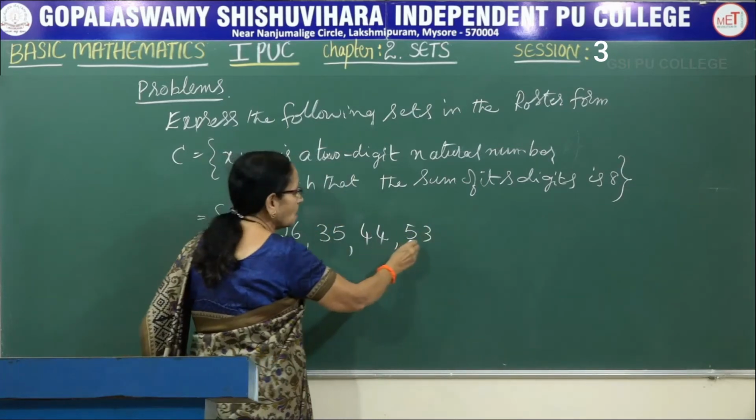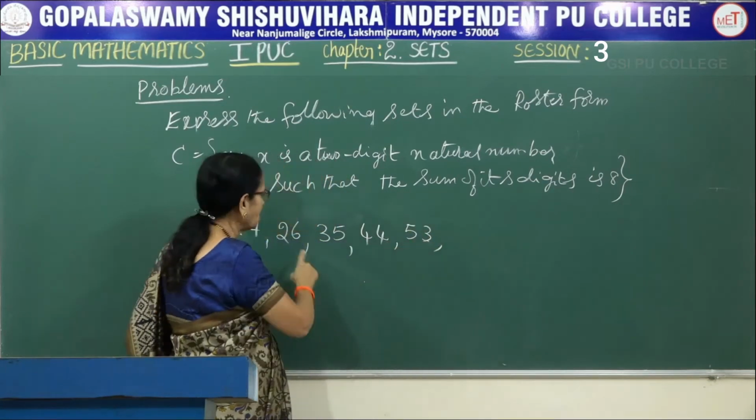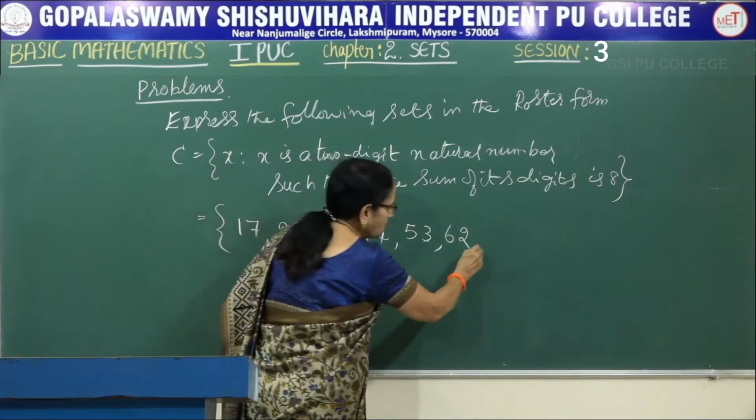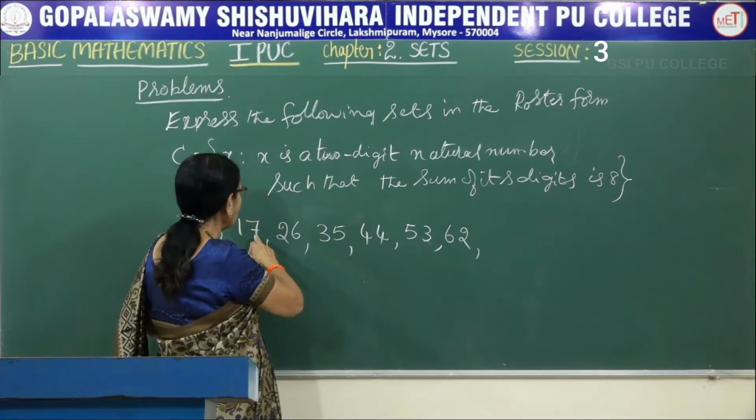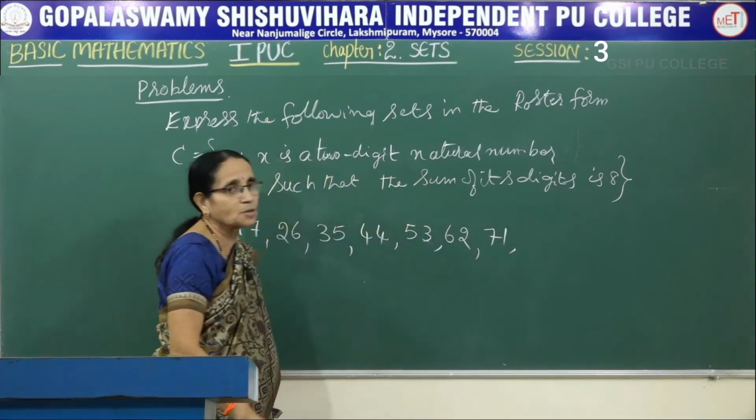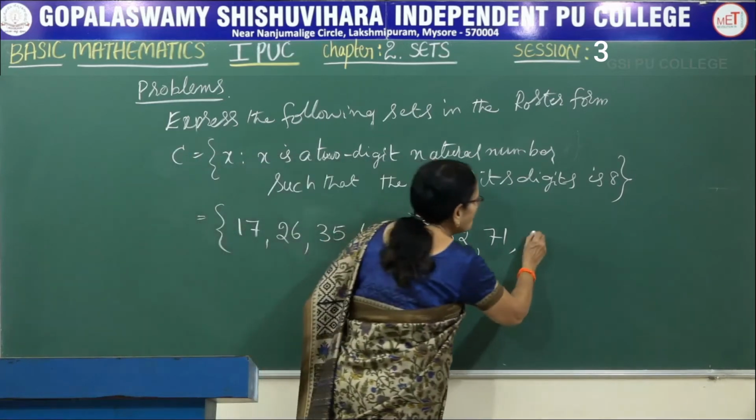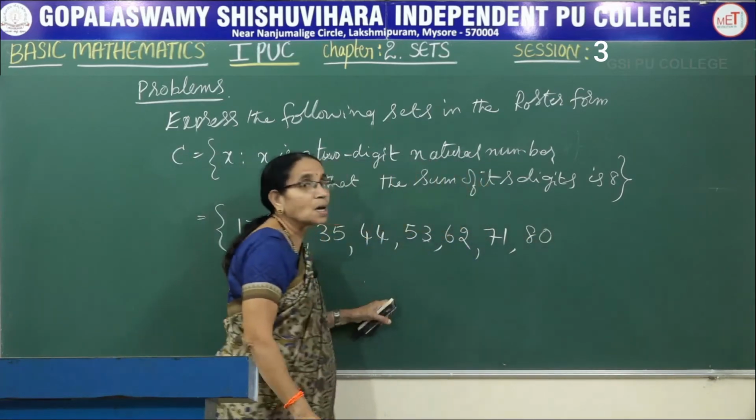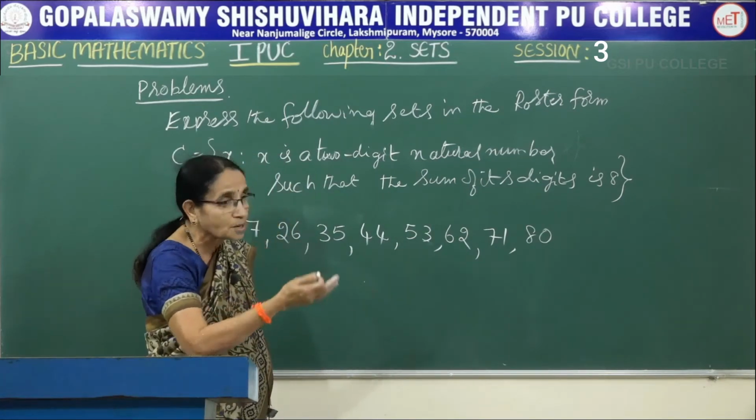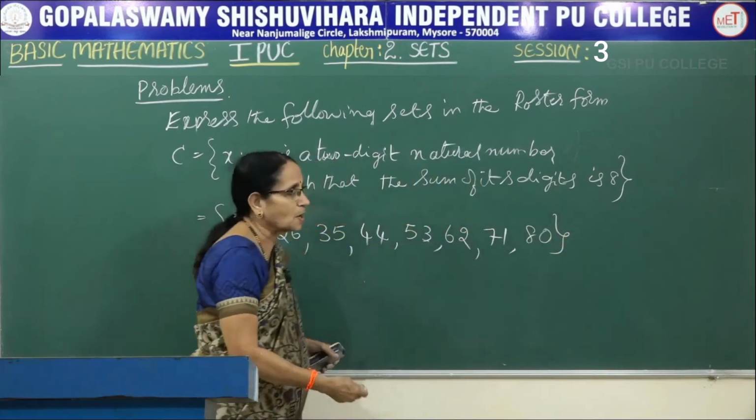Next, what do you write? 53. It is in the reverse order, because that is also a number which would satisfy the condition. 5 plus 3, 8. Then in the 60s, 62. 6 plus 2, that is 8. And then the reverse of 17 is 71. So 7 plus 1, that is 8. Now, is there any other number? Certainly, there is the number 80, because 8 plus 0 is also equal to 8. And if you take 9 plus anything, it would cross the number 8. Therefore, this is the last number which satisfies the condition.